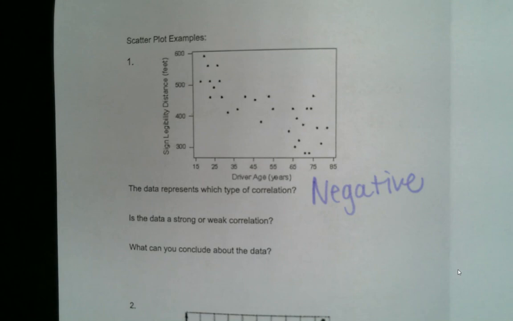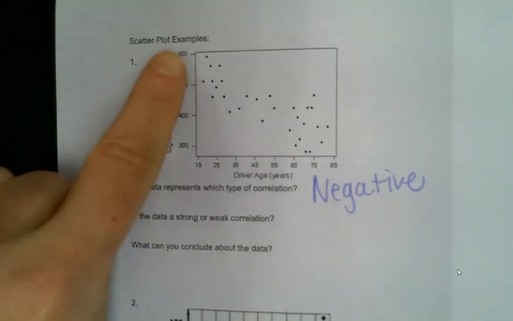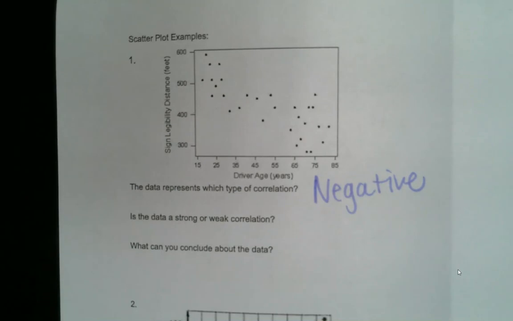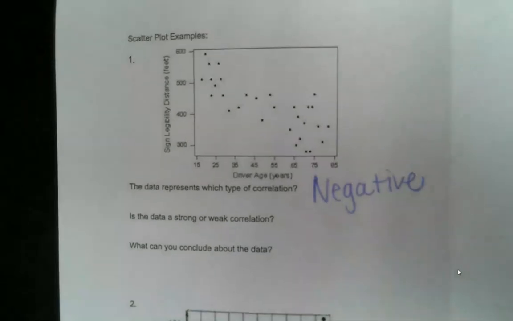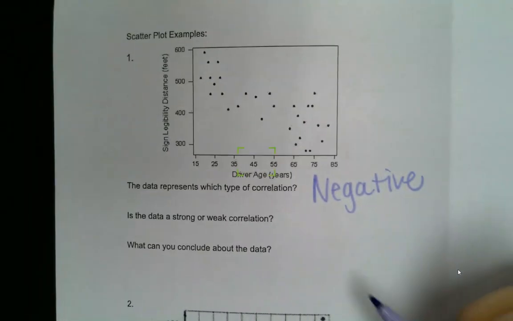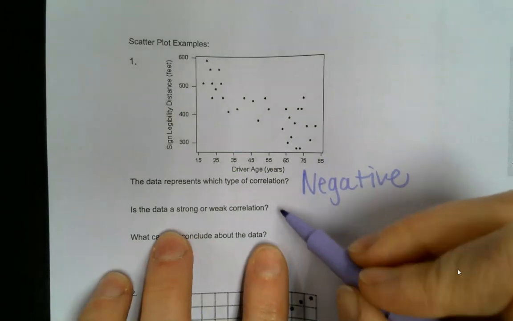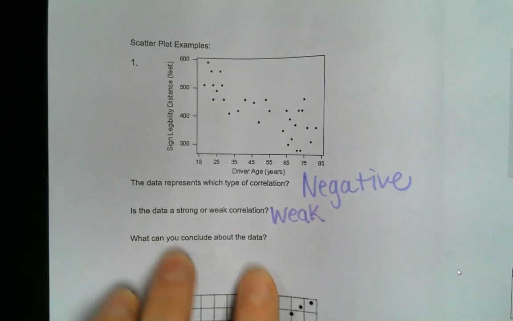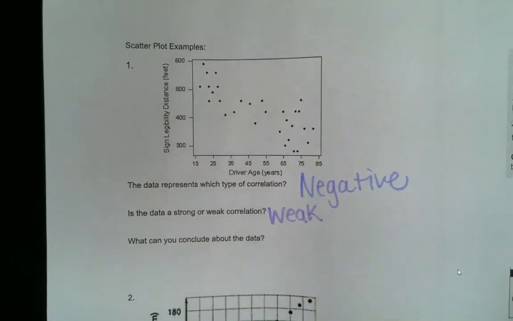And then the words weak and strong mean, does it form a line? Is the pattern close to a line that's going downhill in this case because it's negative? So if I were to draw a line here, not all the points are really close to that line. They're not clustered together. So the more clustered they are together, the stronger it is. So these aren't clustered together. So it's going to be more weak than strong. Strong means it forms a straight line.